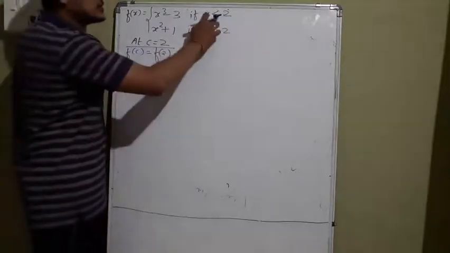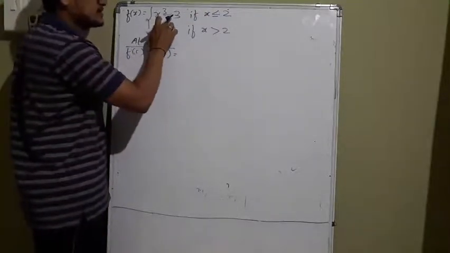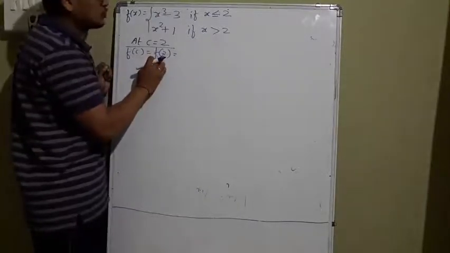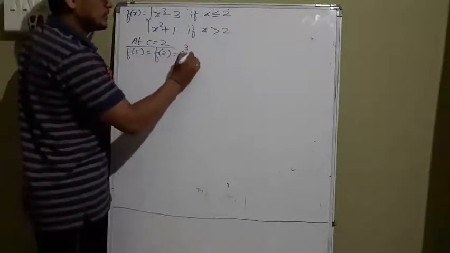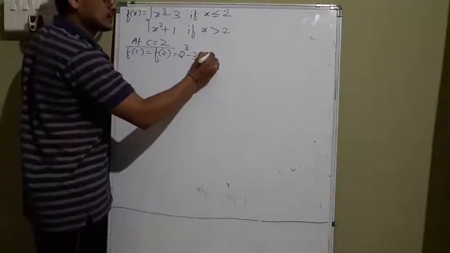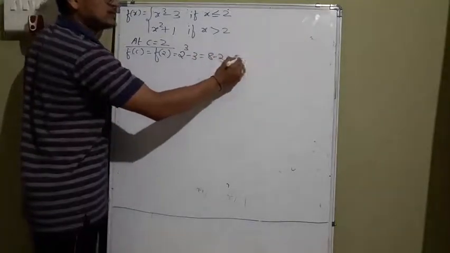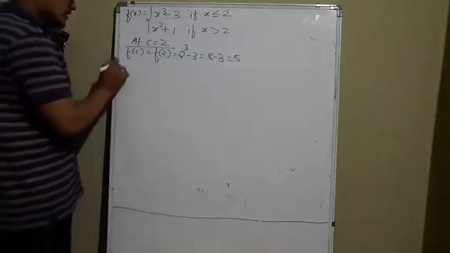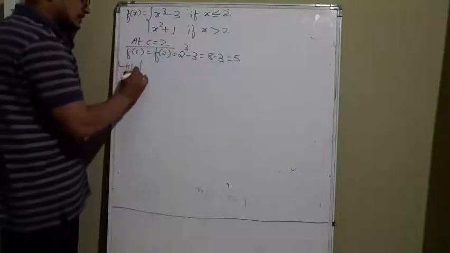Okay. Now, the function is what? x cube minus 3. But your x is what now? 2. So it is 2 cube minus 3. 2 cube is 8, minus 3, the answer is 5. Okay, then we have to check the LHL.